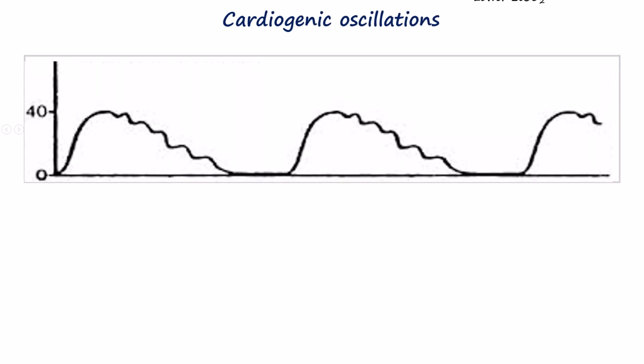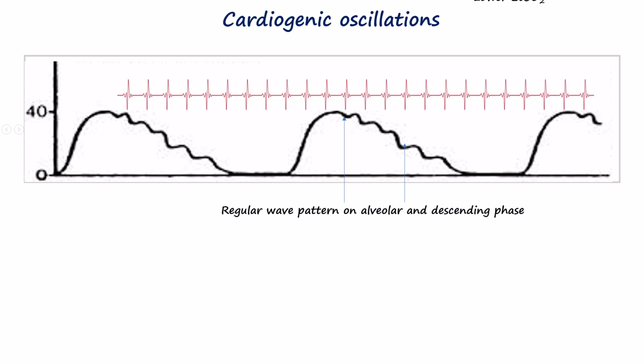Cardiogenic oscillations on the capnogram appear as small, regular wave-like undulations superimposed on the alveolar plateau and sometimes extending to the descending limb of phase 0. These are caused by the mechanical movement of the heart against the lung, which creates minor gas fluctuations in the airway. So the waveform is synchronized to the heartbeat. They are most commonly seen in pediatric patients with low tidal volumes, high cardiac output, and thin chest walls. Cardiogenic oscillations are a benign finding and do not require intervention.